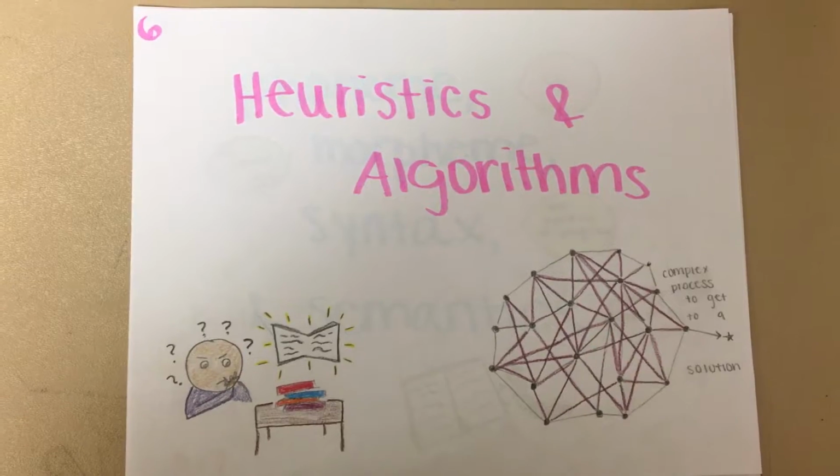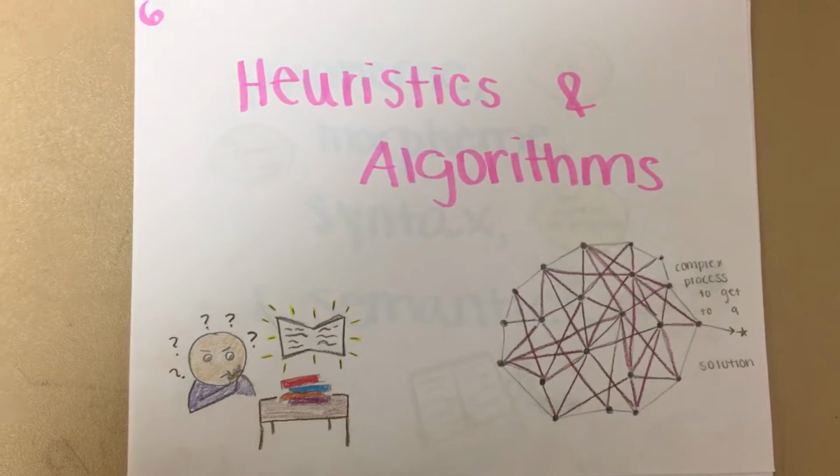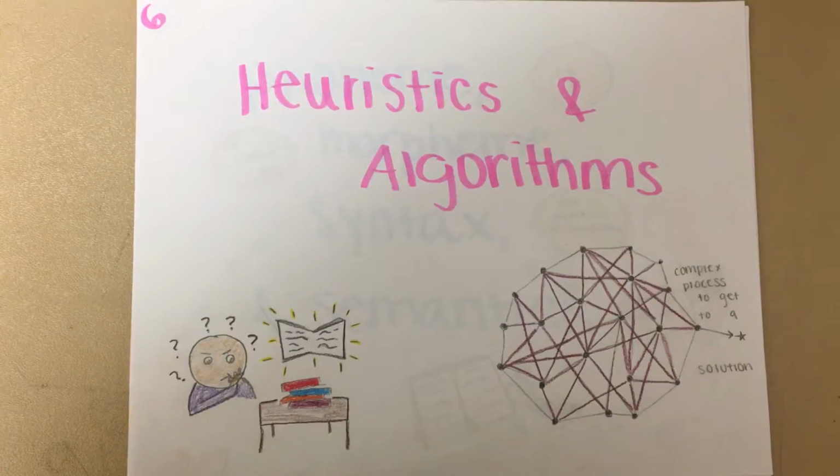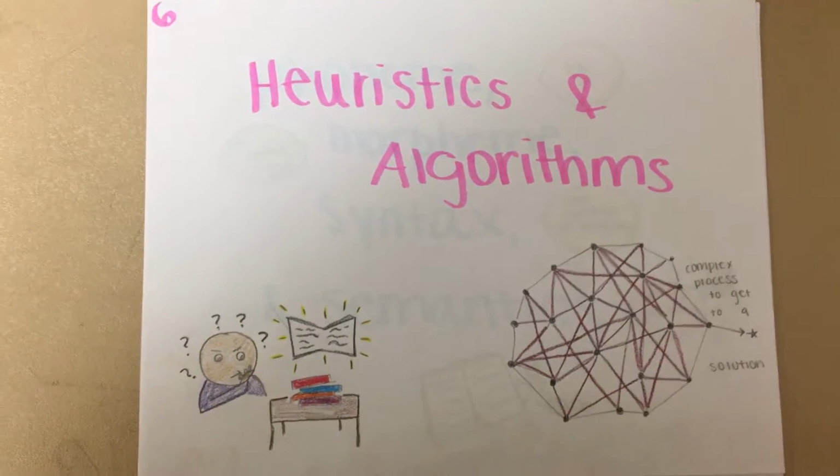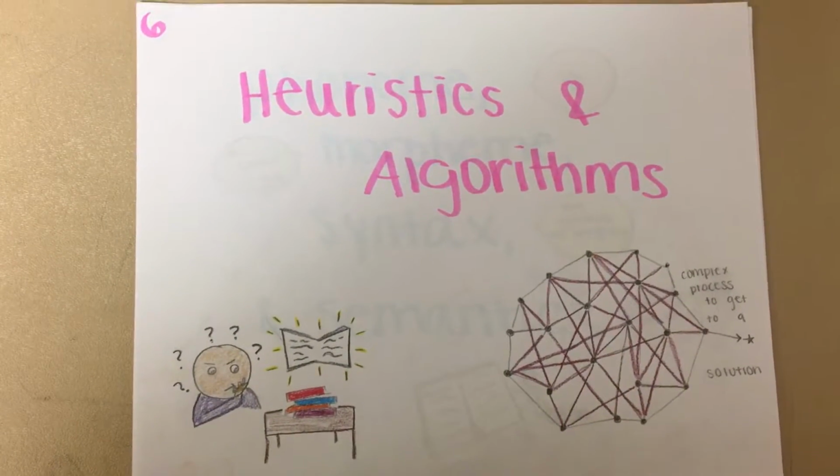Heuristics and algorithms. A heuristic is a rule of thumb strategy that often allows us to make judgments and solve problems efficiently. Here is Dave solving a problem. An algorithm is a methodical, logical rule or procedure that guarantees solving a problem.